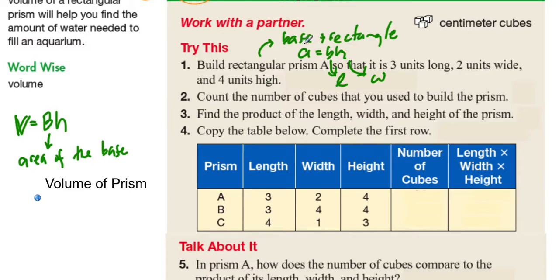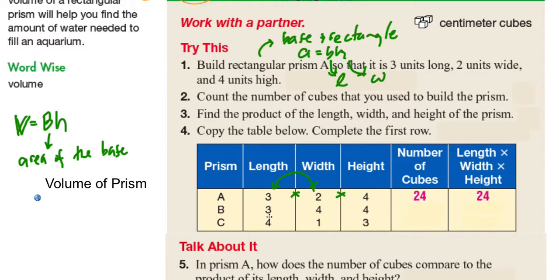So if we follow this formula, volume equals base times height, where the capital B represents the area of the base. We simply multiply the length and the width, and that will make up our capital B, and multiply it with the height. Okay, so if we do this, 3 times 2 is 6, times 4 is 24. There will be 24 cubes. And if you multiply all three, it's still 24.